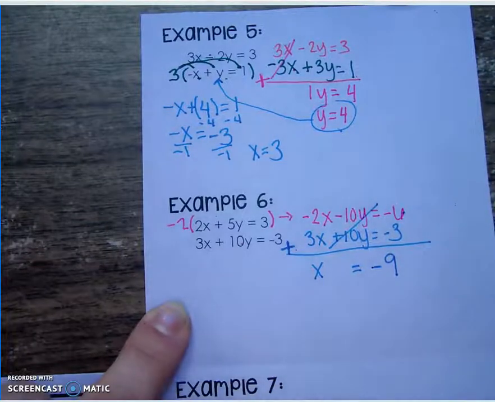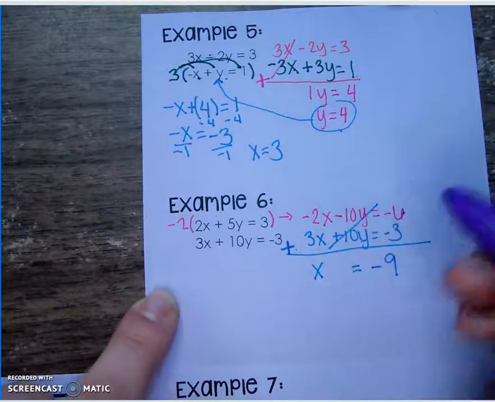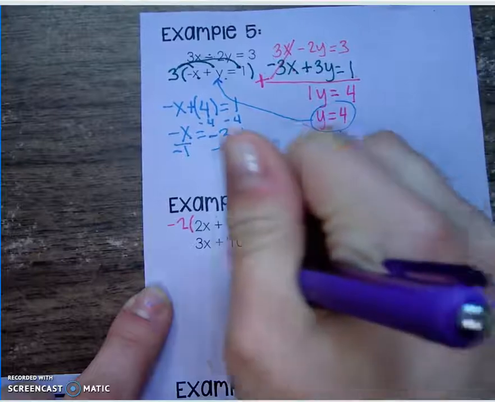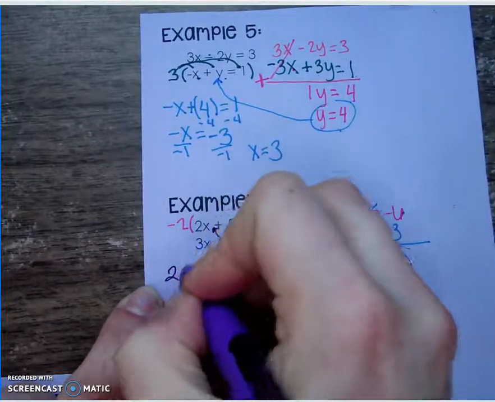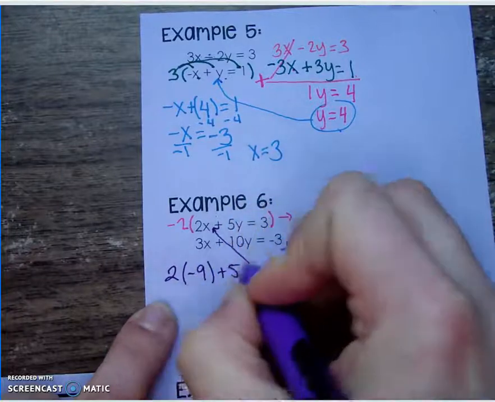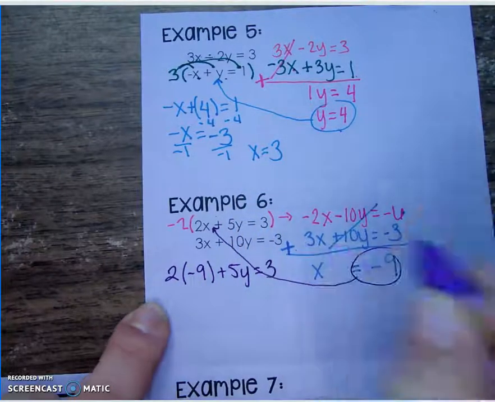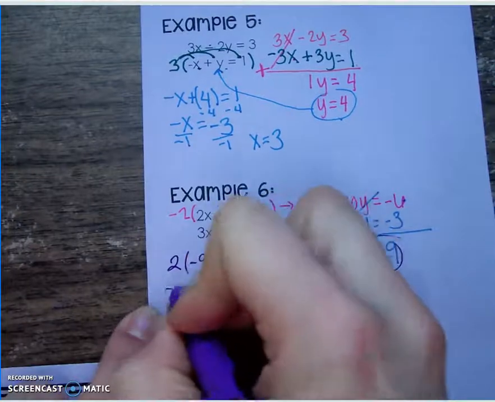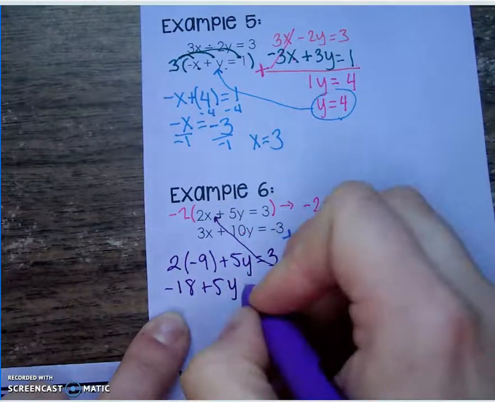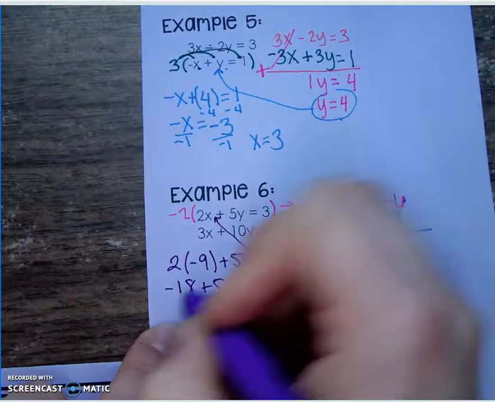And I'm going to plug that into either original equation. Let's just put it into the top one. So I have 2, not times x, but times negative 9, plus 5y equals 3. Distribute: negative 18 plus 5y equals 3.